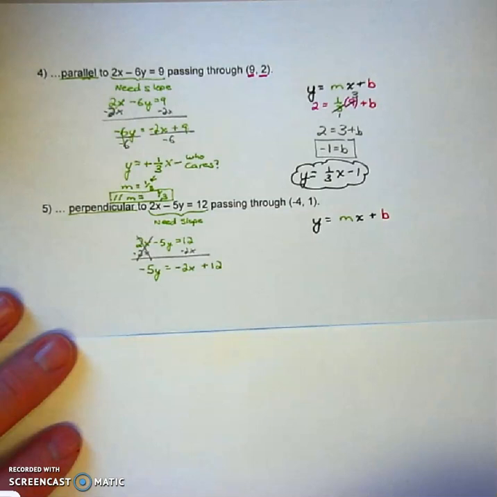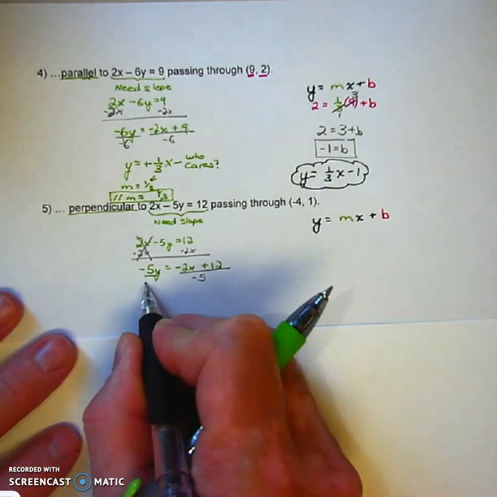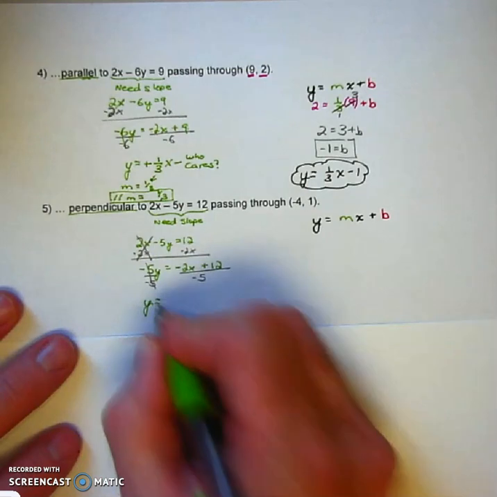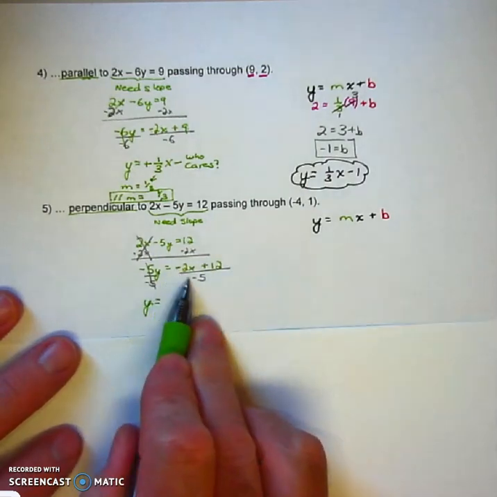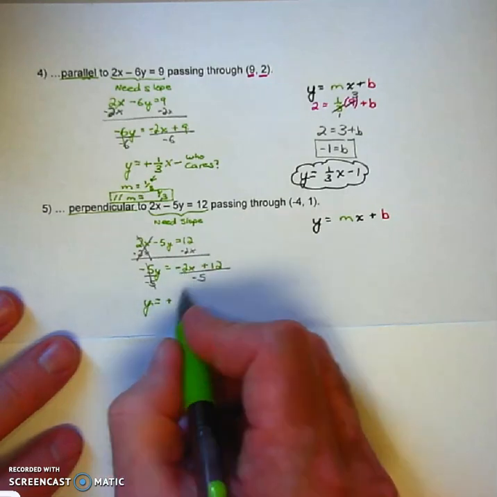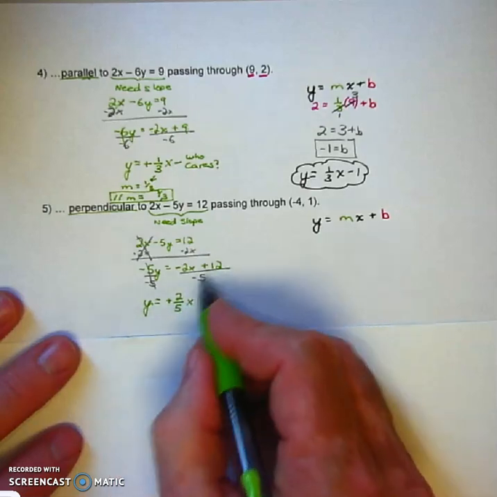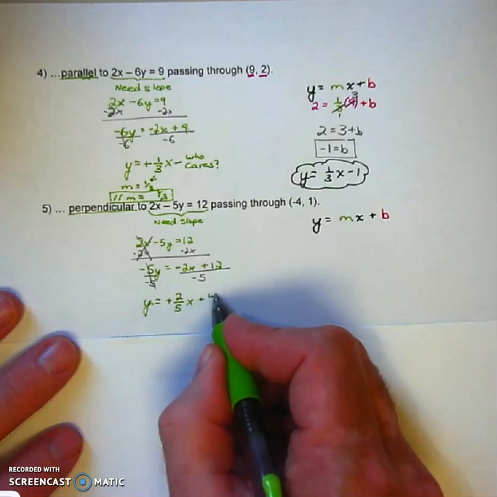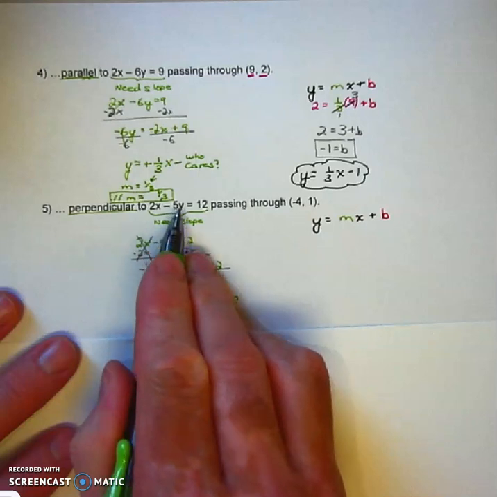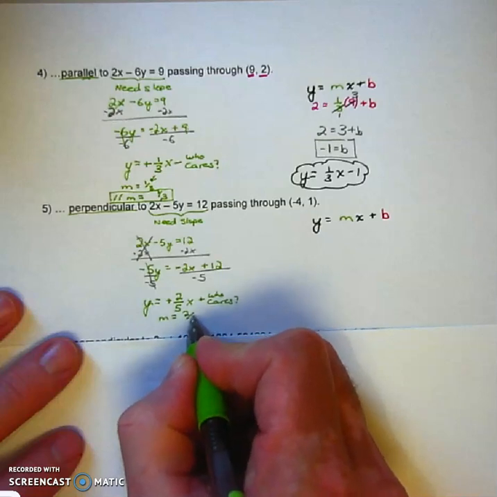Now the y is not all by itself. It needs to be all alone. So I'm going to divide both sides by -5. And that gets the y all by itself. And we get y equals. Now a negative divided by a negative is a positive. And 2 divided by 5, well, that's just 2 divided by 5. It's just 2/5 x. And over here, who cares? We don't care what the y-intercept of this line is. All I want out of this line is the slope. And I can see the slope is 2/5.